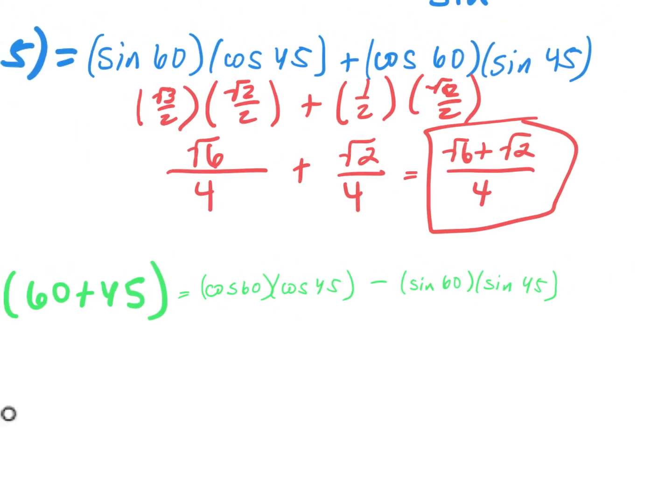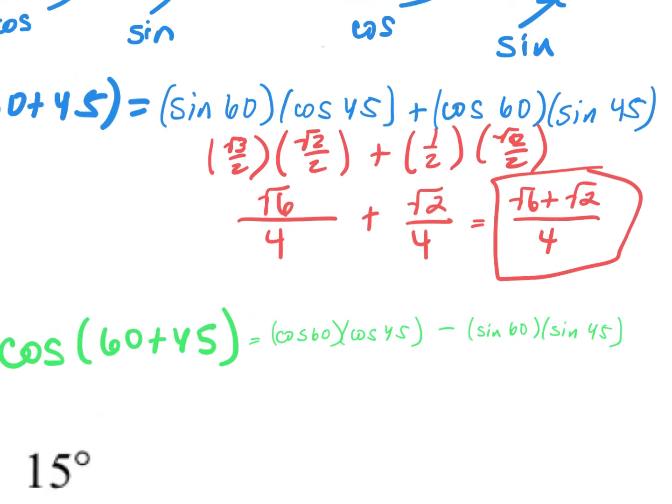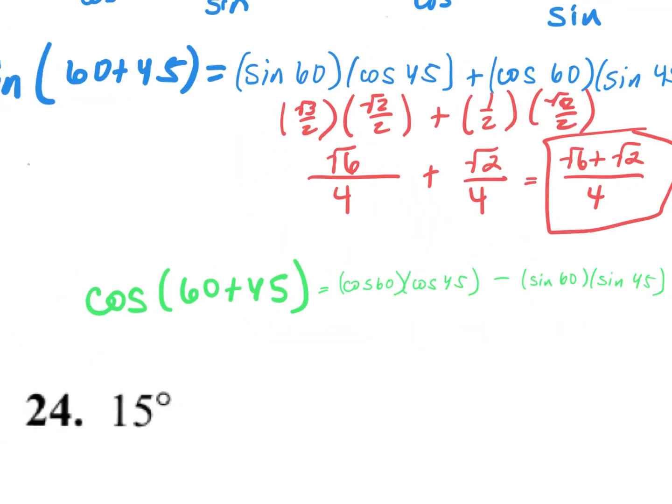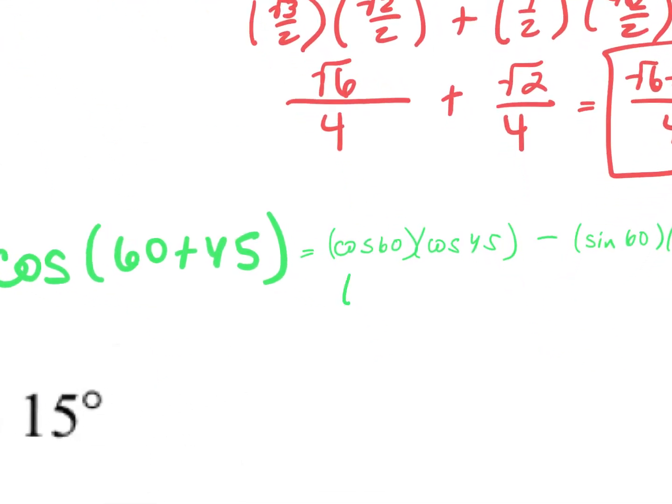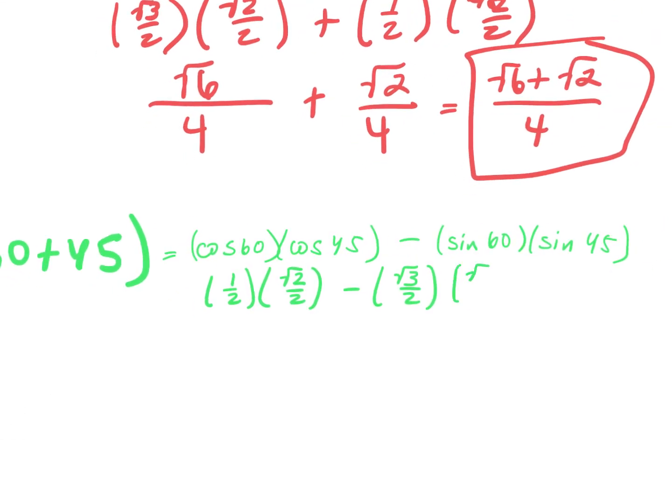So the cosine of 60 from our ordered pair above, I look up here, cosine 60 is 1/2. So I have 1/2 times the cosine of 45, which is the square root of 2 over 2, minus the sine of 60, which is square root of 3 over 2, times the sine of 45, which is the square root of 2 over 2.